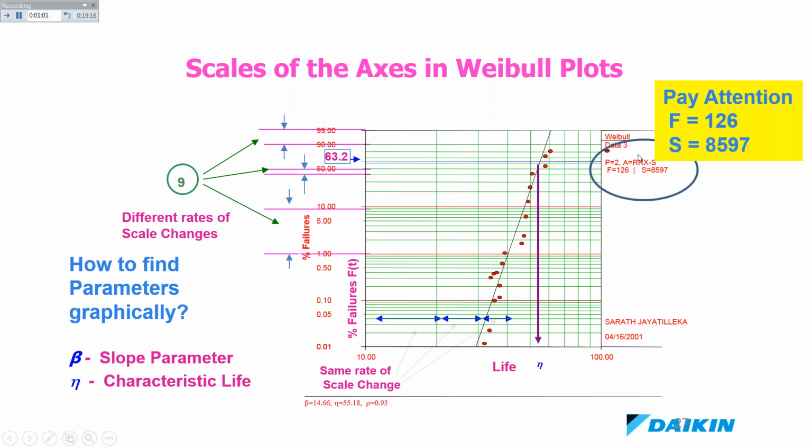Also, pay attention to this area in the Weibull plot. F equals 126 means there are a lot of dots here, probably some with more than one dot on top of each other. So F equals 126, S equals 8597. This is real data from the field of a certain electronic component, and that's how you read the axis in the Weibull plot.